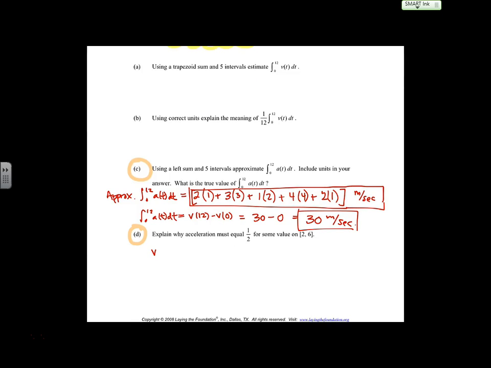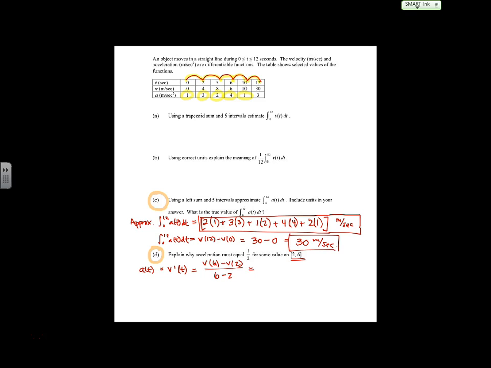So we can say V prime of t, which is acceleration, must equal, on the interval 2 to 6, V of 6 minus V of 2 all over 6 minus 2. Now guys, I'm going on faith, but they gave me 2 and 6 for a reason, and IVT didn't work, so MVT must. I'm using f prime has to equal f of b minus f of a all over b minus a.